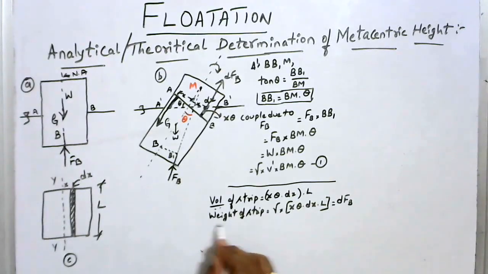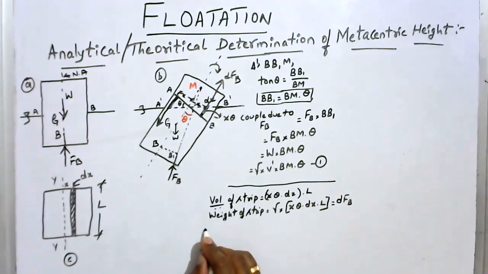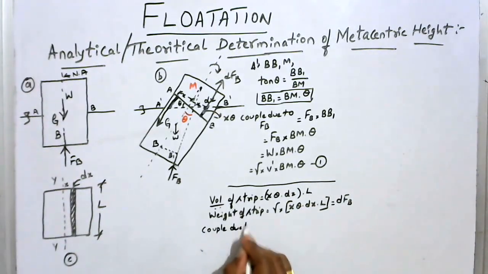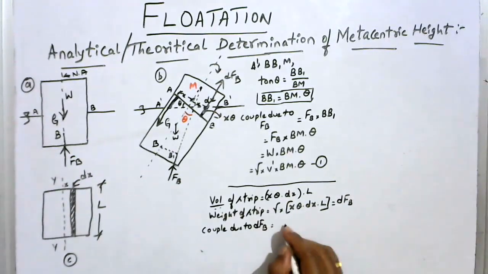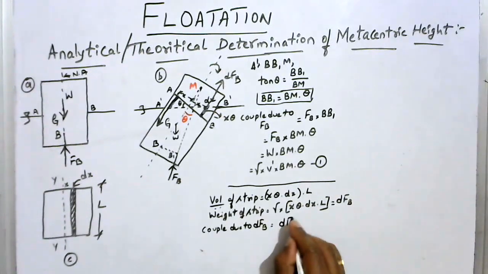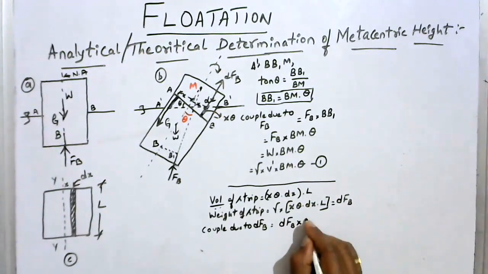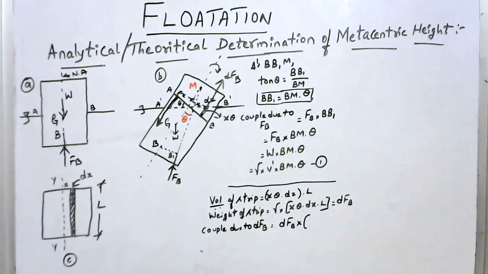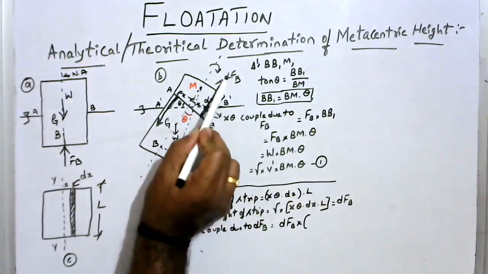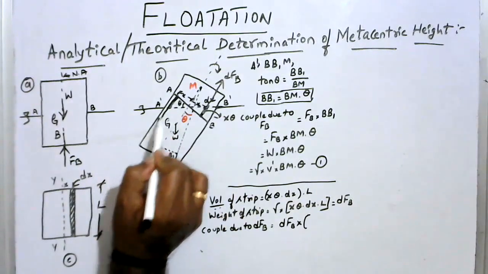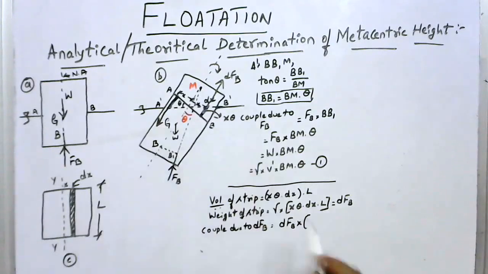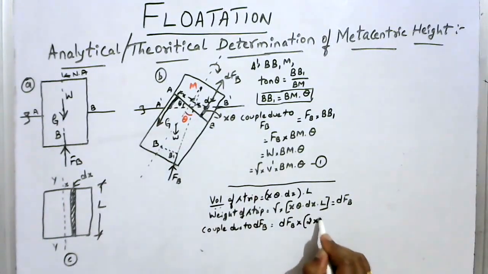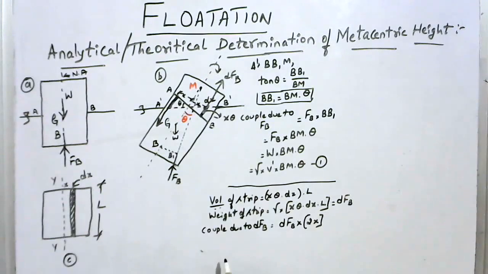Now, the couple due to this force of buoyancy dFB on the elemental strip is given by the force of buoyancy dFB into the distance. What is the distance here? You observe, this is x. This is one force of buoyancy, and this is another force of buoyancy acting downwards. The distance between these two equal and opposite forces is 2x. I'll write 2x is the couple which is formed due to dFB.